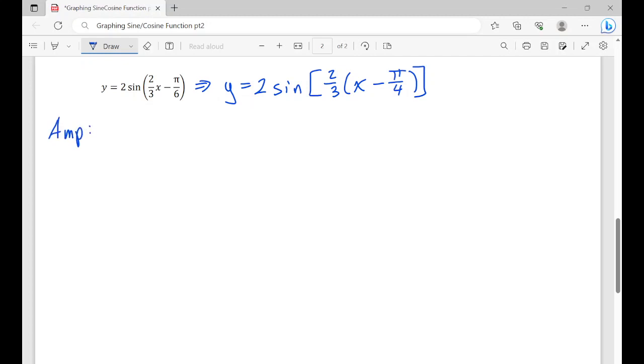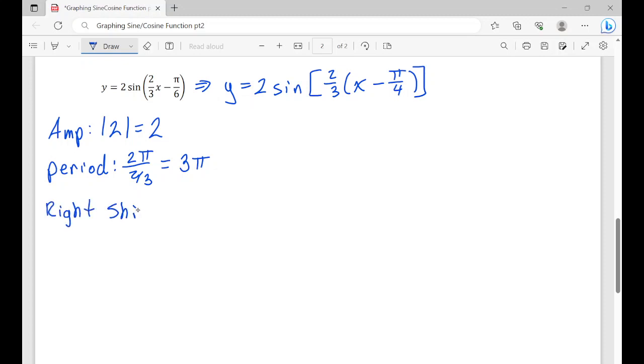So the amplitude is the absolute value of the coefficient, 2. So it's just 2. Period is just 2 pi over k, so 2 pi over 2/3. And when you simplify this down, you're just going to end up getting 3 pi. And this has been shifted to the right, pi over 4.